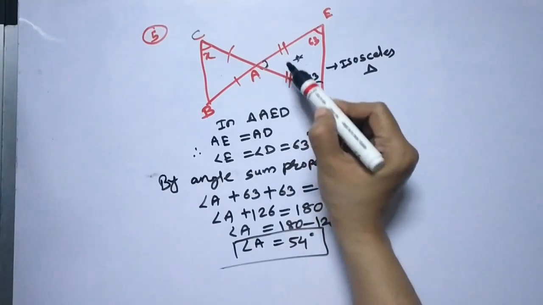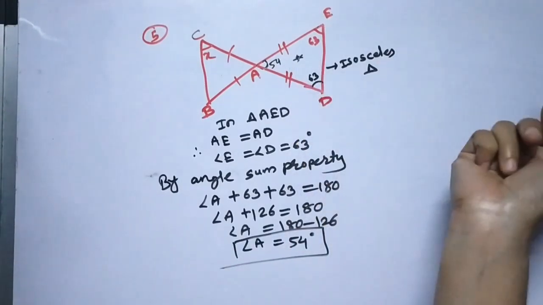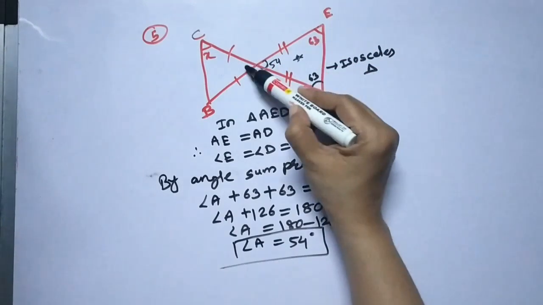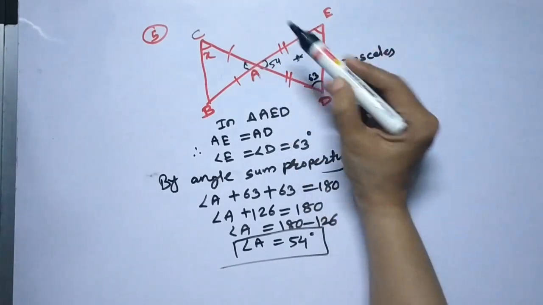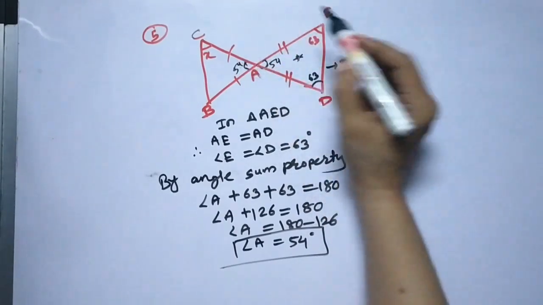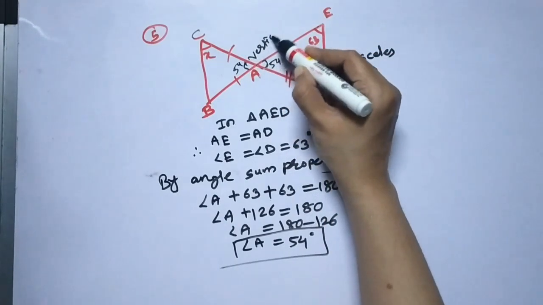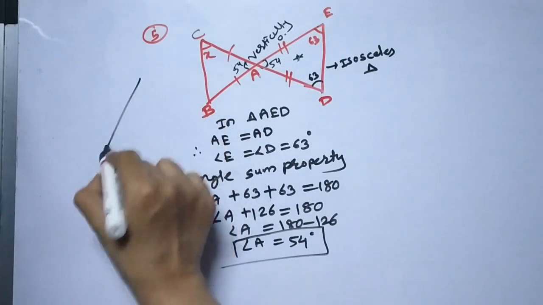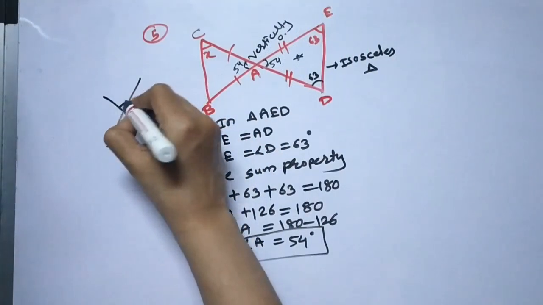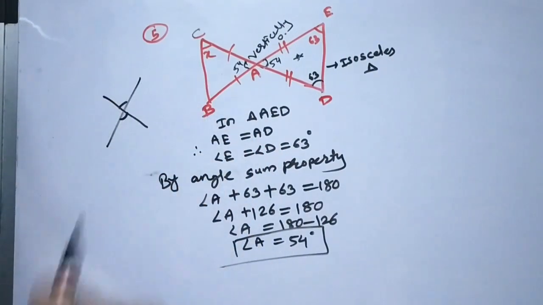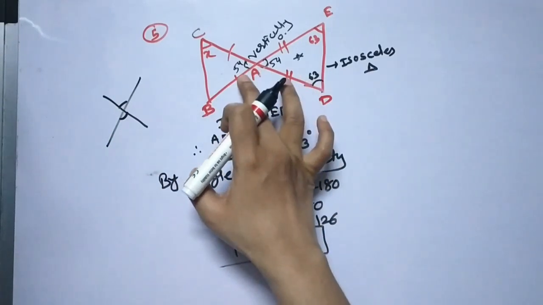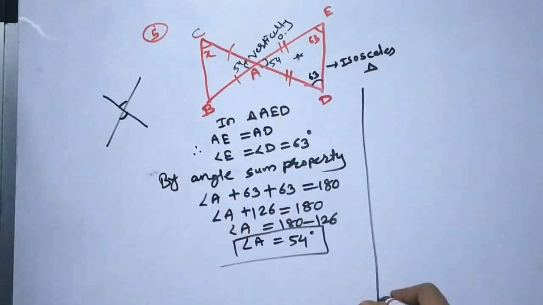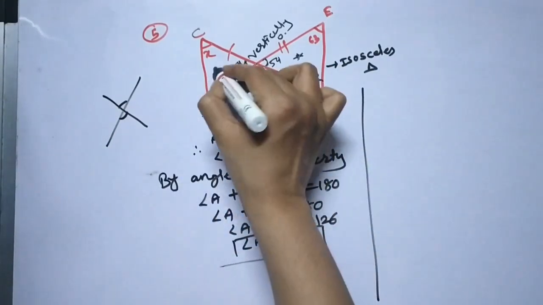So this angle is what? 54 degree. This is 54, so this side also what? 54 degree. Reason is what friends? Vertically opposite angle. We know that when two lines intersect each other, the angles which are formed opposite are equal. So this is also what? 54 degree. So now friends, we'll focus on this triangle.